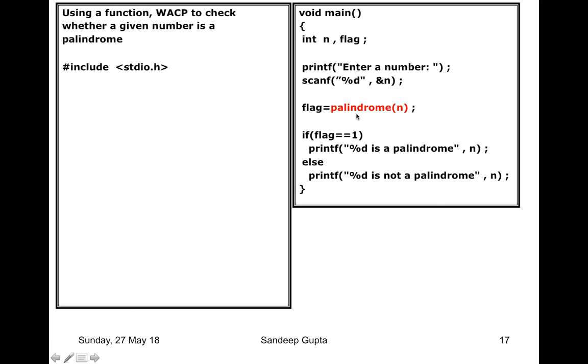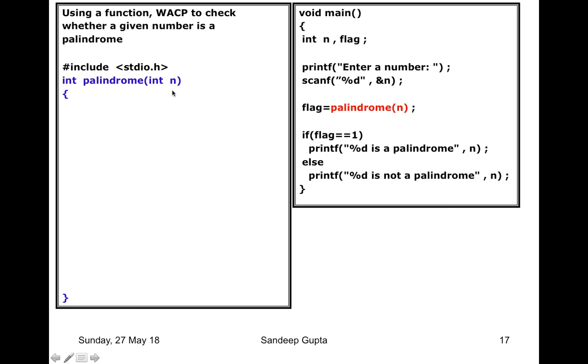Now we need to write a function palindrome. So this will be the first line of the function palindrome. The function palindrome takes an integer n. And don't forget, function palindrome will return either 1 or 0. The data type of 1 and 0 is integer, so the return type over here is int. Okay. Now, what this function palindrome is supposed to do? It is supposed to check whether n is a palindrome. As I told you, n is a palindrome if it is exactly same as its reverse.